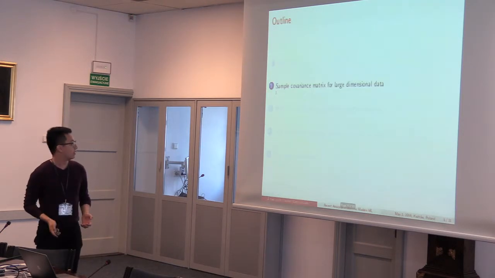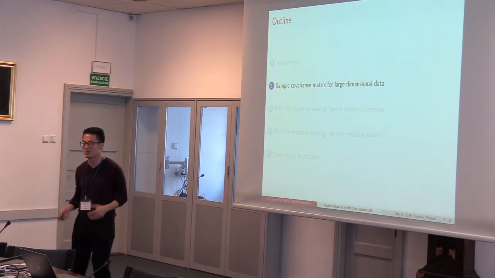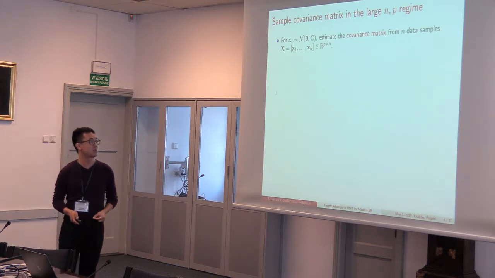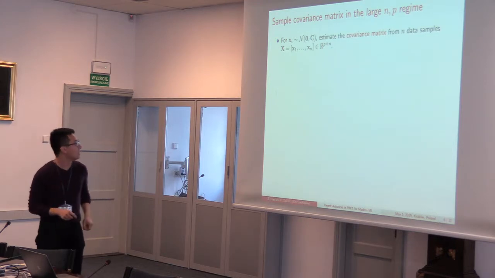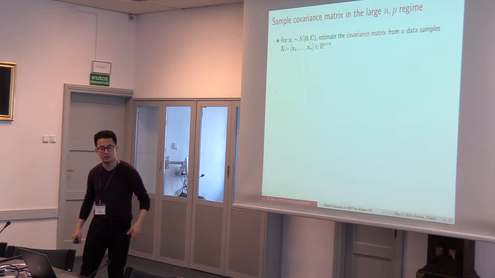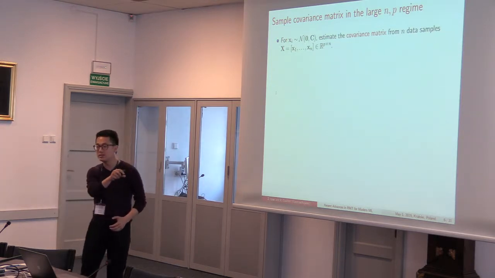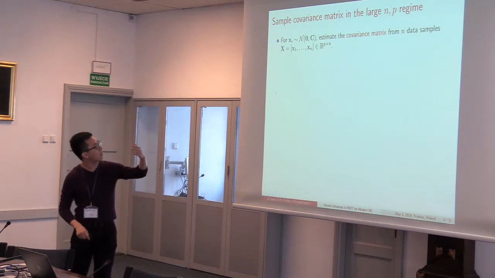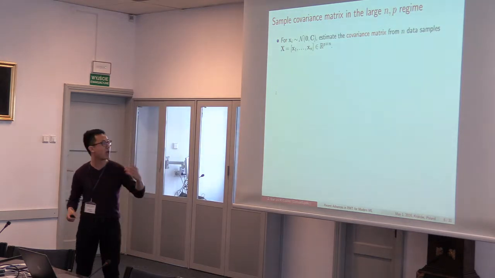Anyway, so I'm going to start with the sample covariance matrix that everyone talked about again. We are going to estimate the covariance matrix from n data. Data in the sense that I have a large matrix X and it has n data points. Each data point is a p-dimensional vector, so we have x_i that are p-dimensional column vectors, and we have n of them.